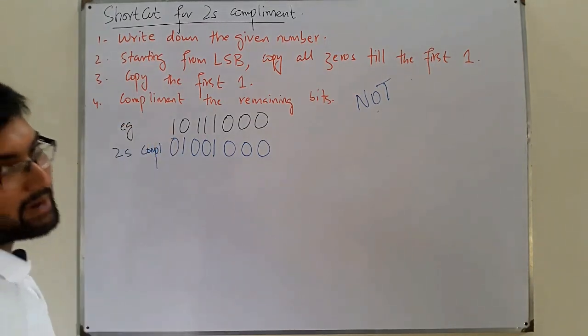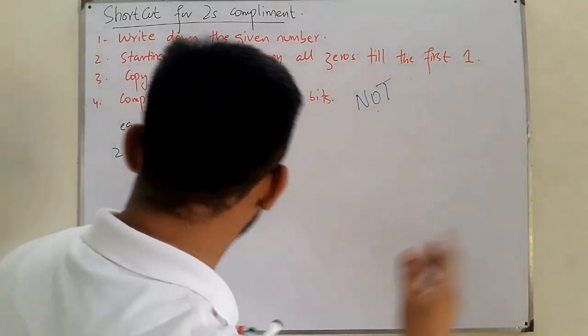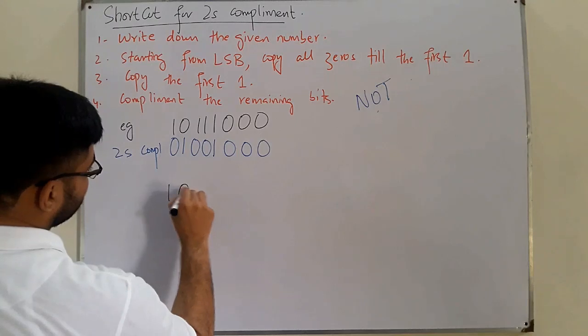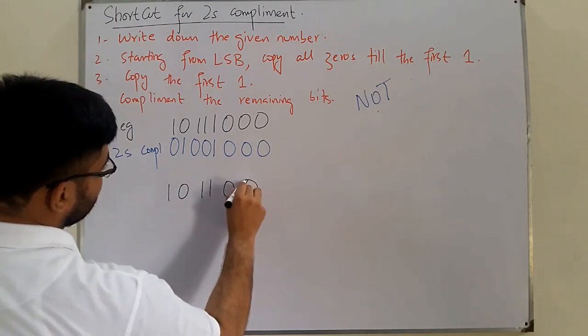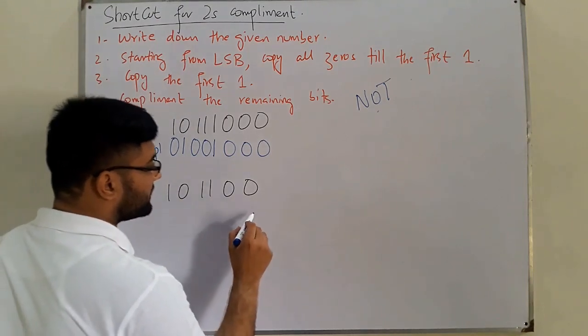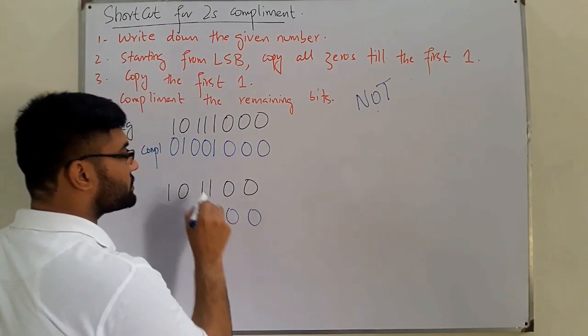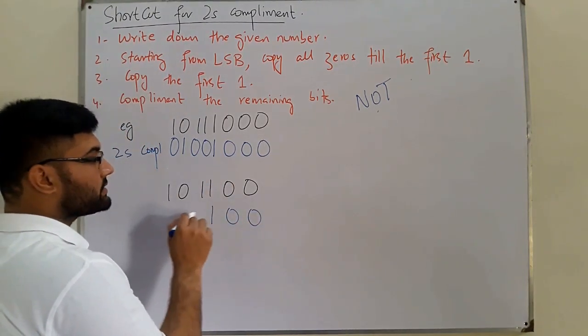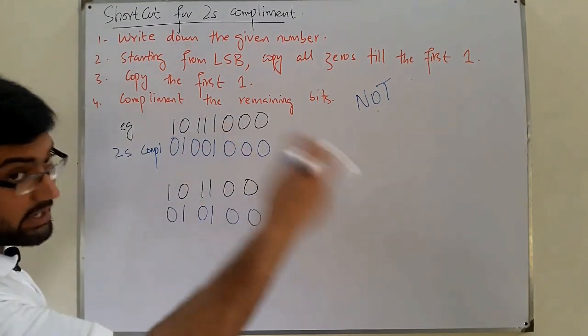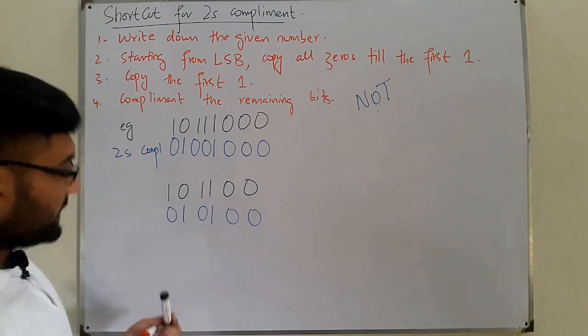Okay, let's say we have another example. 1011010. Now what do we do? The rightmost bit. You start with 0. The first one has arrived. You copy it. The next, you invert.